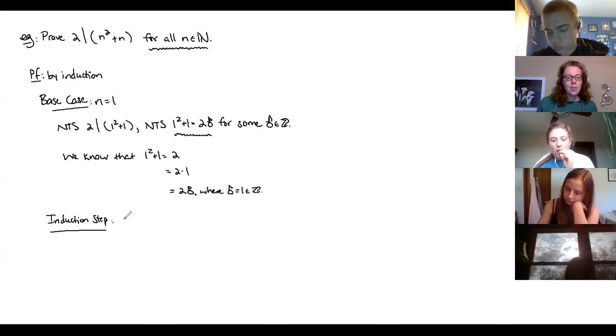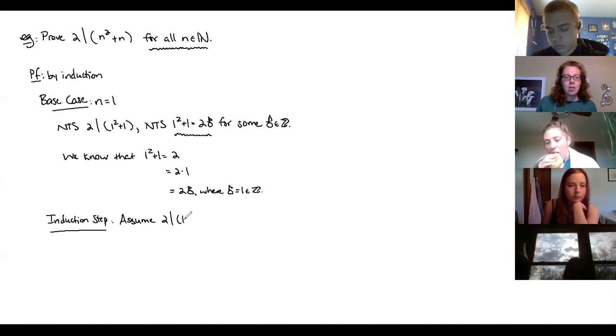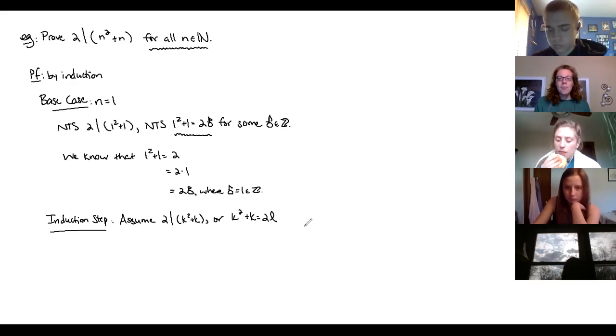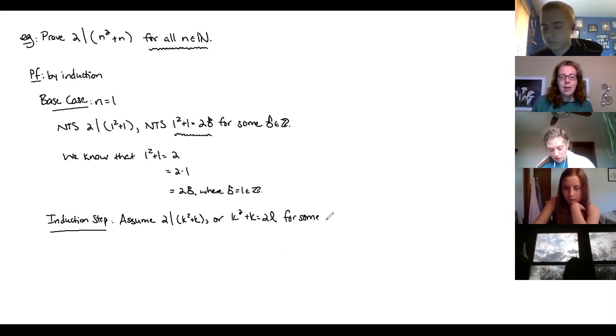Writing out our assume and need to show. So we get to assume that 2 divides k squared plus k. Or I'm going to turn it into an equation right away. You could wait and turn it into an equation after you write the need to show. I'm going to turn it into an equation now. Either way is totally fine. So k squared plus k equals 2, I don't know, L. This is one where we know this equation is true. It's an assume, so we're going to give it a letter. For some L living in the integers, all right?